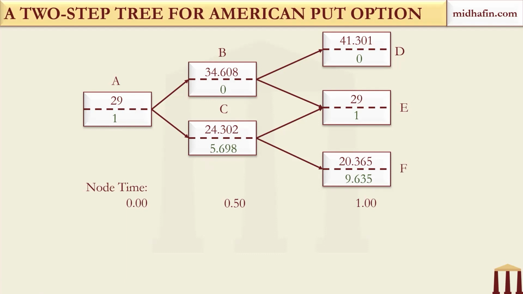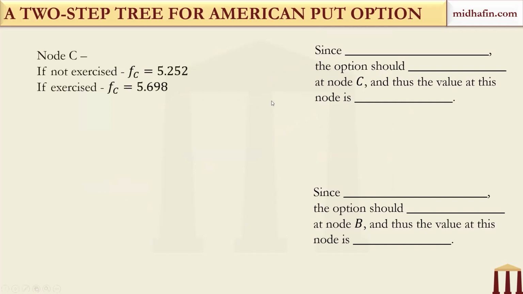This is not final. I have to find the backward induction values for nodes A, B, and C as well. Then I'll do a comparison, and finally the values will be taken. Now, for node C, if not exercised, it will be 5.252. How? We have used the formula e raised to the power of minus RT times (FU times P plus FD times 1 minus P). Based on that formula, the price turns out to be 5.252.